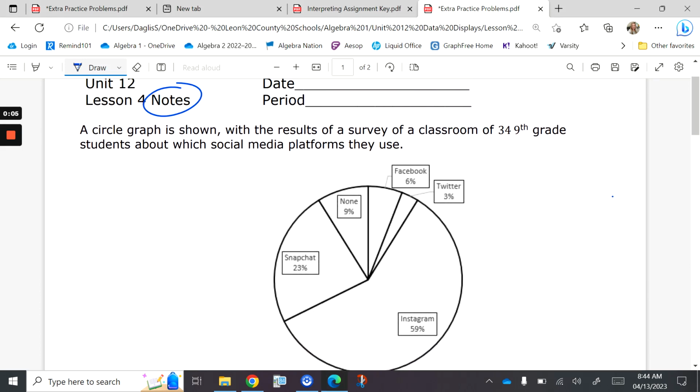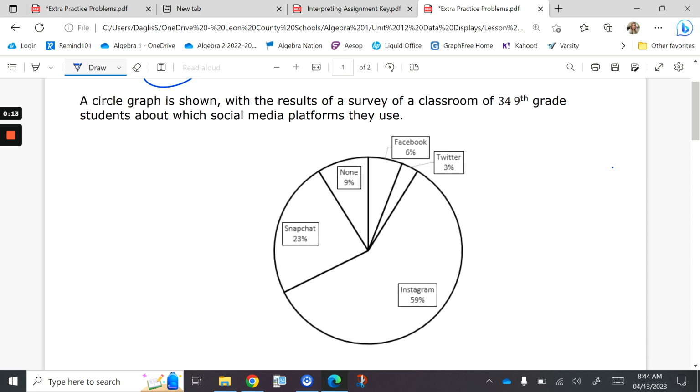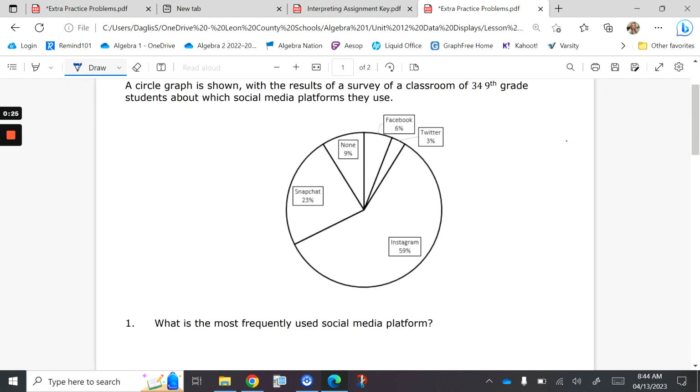We have a circle graph. It's showing the results of a survey of a classroom of 34 ninth grade students about which social media platform they use. So when they surveyed this class, 59% said Instagram, 23% said Snapchat, 6% said Facebook, 3% said Twitter, and 9% said none. So we're going to use that to answer some questions.